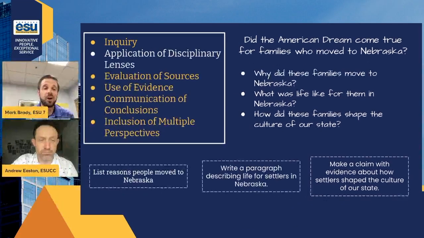And then as our students are studying those sources and looking for multiple perspectives, how can we get them to communicate what they're learning and support the claims that they're making? Getting to using evidence and communicating their conclusions. Those are all pieces of these instructional shifts and the ways that we want students to be active in the social studies classroom as well.